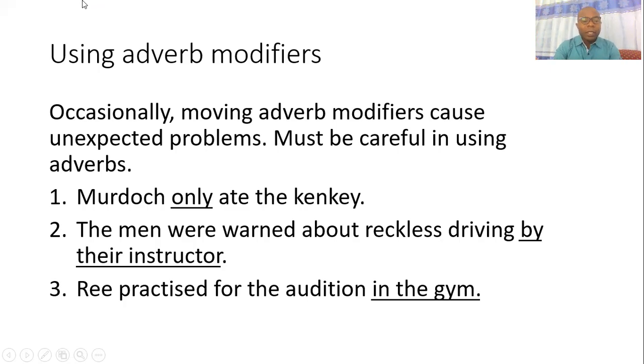Example three, practice for the audition in the gym. Now the question comes, is the audition done in the gym or the practicing? Of course, obviously, it is more likely to be the practicing than the audition. So you move the modifier in the gym close to practice. So, practice in the gym for the audition.